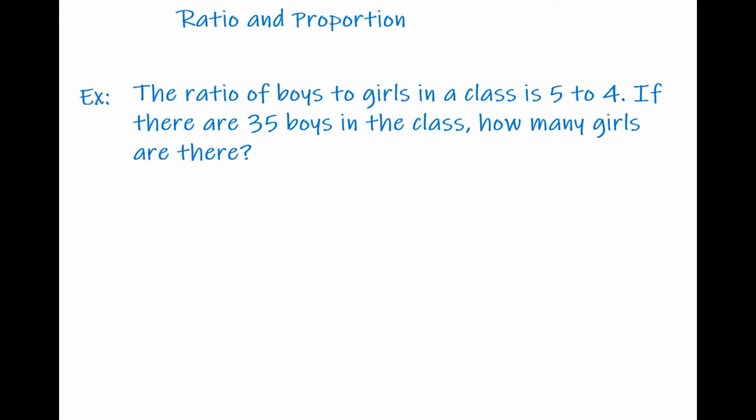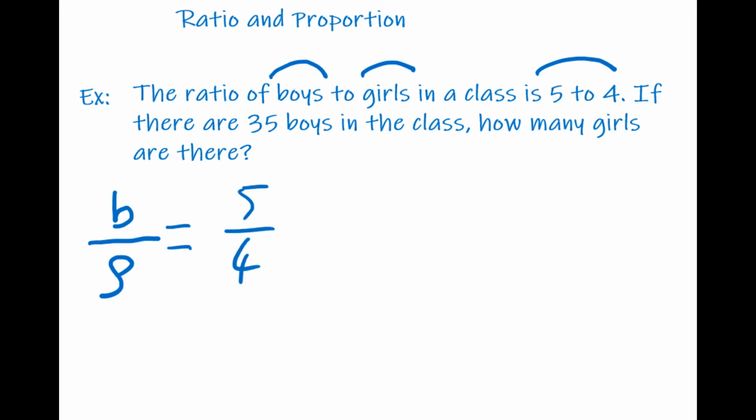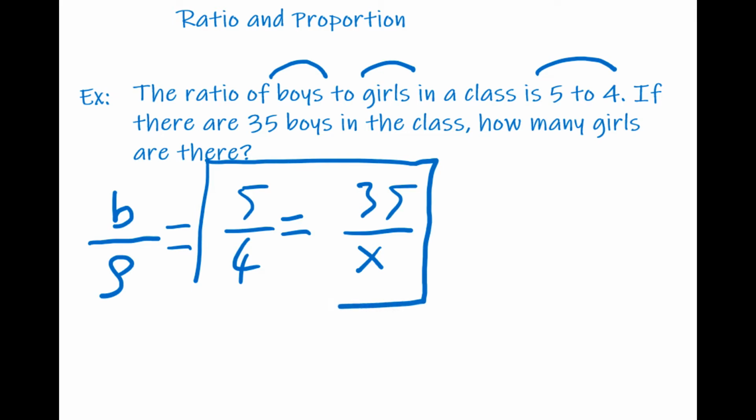In the example, it says the ratio of boys to girls in a class is 5 divided by 4. If there are 35 boys in the class, how many girls are there? Because the ratio is given as boys to girls, I'm going to represent boys as B divided by girls as G. So boys divided by girls is what? 5 divided by 4, guys. So this is equal to, if there are 35 boys, so I'm writing boys on the numerator, so I'm going to put here 35 divided by how many girls are there. For the girls, I'm going to put here X. X means girls, okay? So I have such a proportion, and I need to find out X.